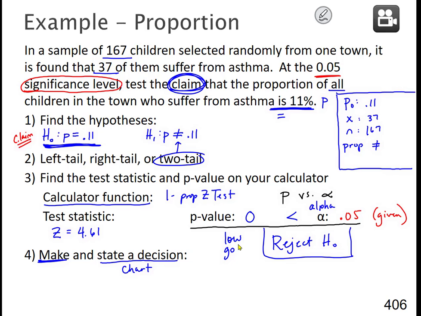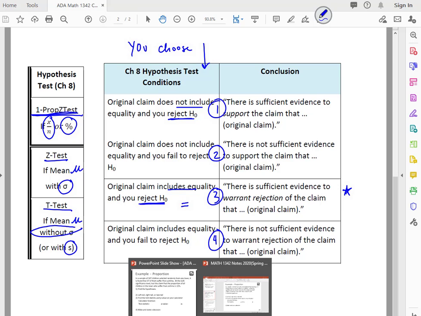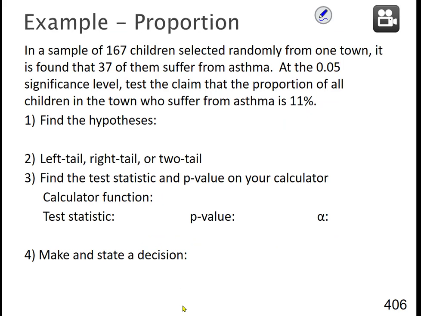So when we pull up your formula chart, we've already narrowed it down because option 1 said reject and option 3 says reject. So then we have to look at the claim. Option 1 says the original claim does not include equality. Option 3 says it does include equality. And if you want to write yourself a little note, equality means the equal sign. So we have chosen option 3, which means we can start our conclusion with the sentence prompt on your formula chart. There is sufficient evidence to warrant rejection of the claim, and then we can finish it off.